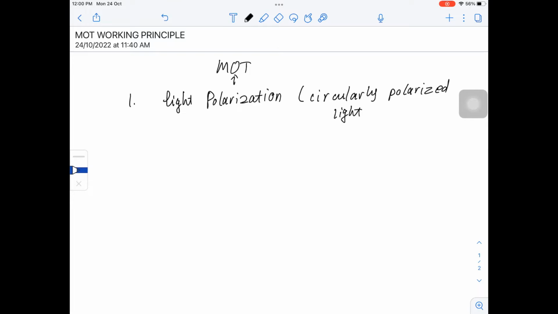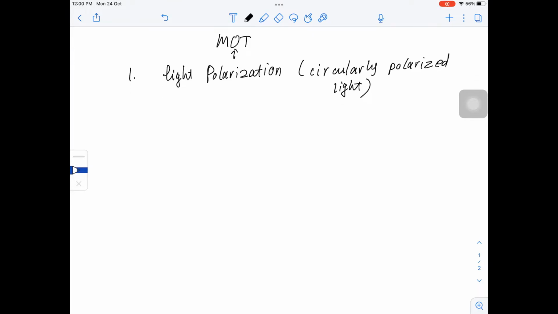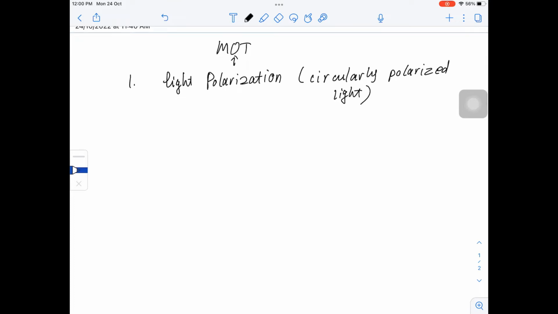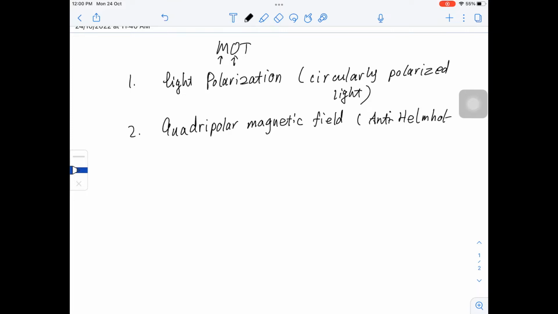After talking about the optical part, I would like to talk about the magnetic part, which is the quadrupolar magnetic field. That is formed by the anti-Helmholtz coil pairs.